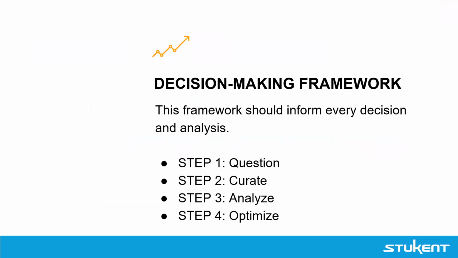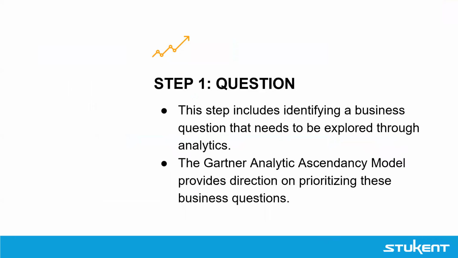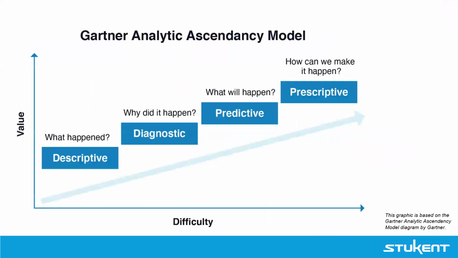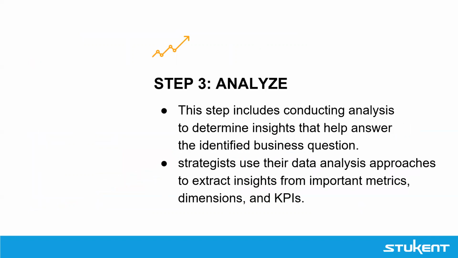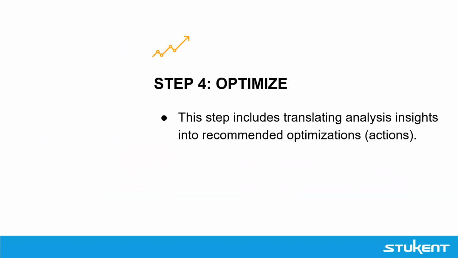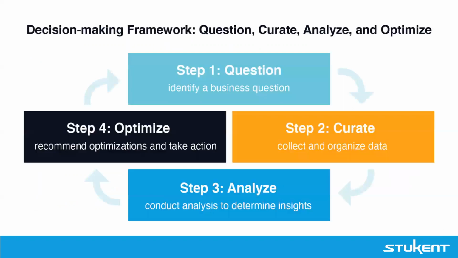The decision making framework is basically, you want to question things, you want to figure out what your business question is, what's the problem that you're trying to solve. And there are these elements here that go with it. I won't go too much into detail, but then you collect the data, which comes with the curate step. Then you analyze the data, figure out, okay, what is it that I'm actually looking at? What is it that the data is showing? And then optimizing is actually coming up with those recommendations.